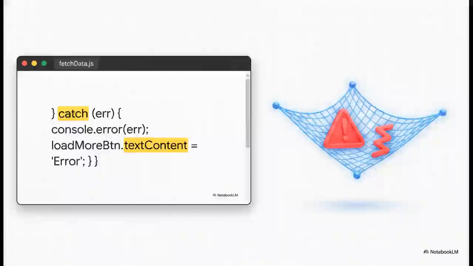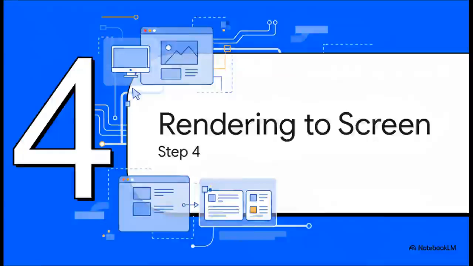We close the try block and write catch error, console.error error, loadMoreBtn.textContent equals error. This right here is the safety net catching our fall. If the user's internet suddenly cuts out, or if the database server crashes, the catch block grabs the error, logs it out for us developers to inspect, and safely updates the button text to error. The UI handles the failure cleanly, and the user isn't just left staring at a frozen screen forever wondering what went wrong.